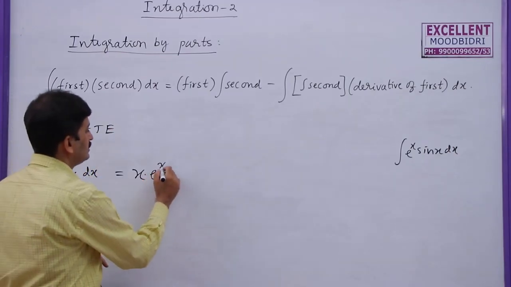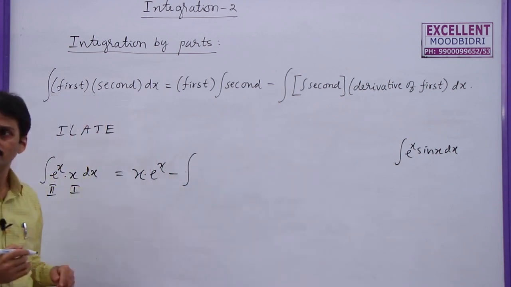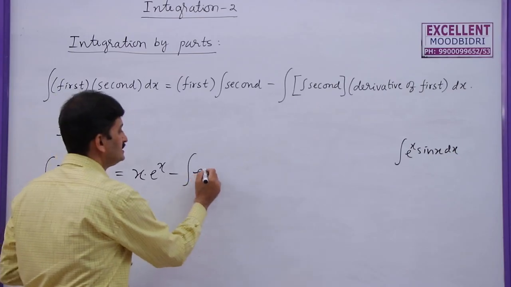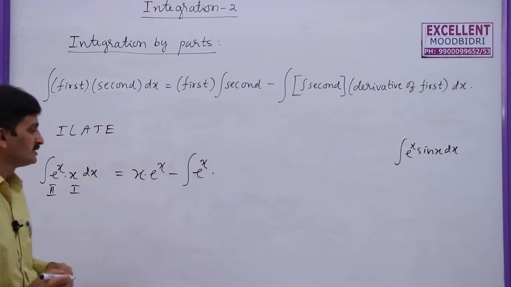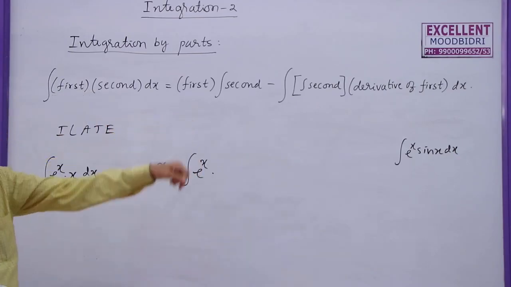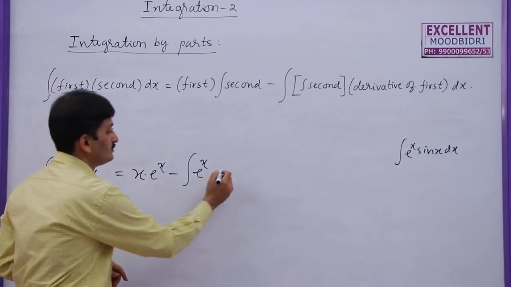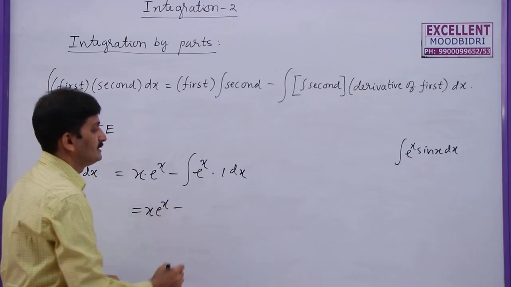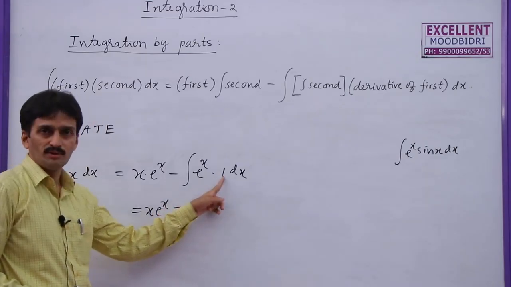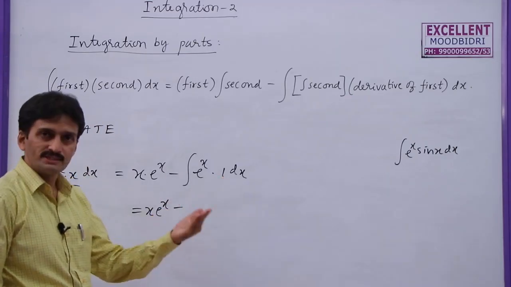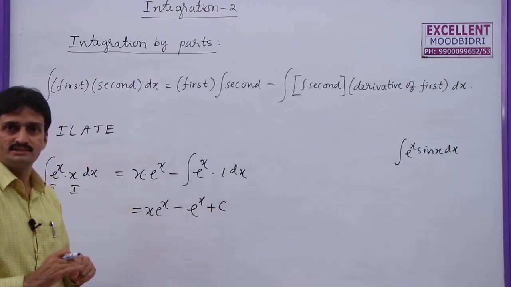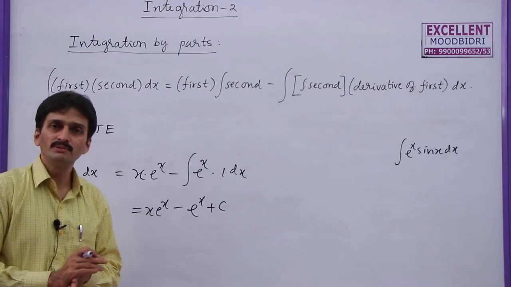e power x, minus integral of, again integral of second, integral of e power x is e power x, into derivative of first function, derivative of x is 1, dx. That is x into e power x minus e power x into 1 is e power x, and integration of e power x is e power x plus c. So integration terminates here. So this is integration by parts.